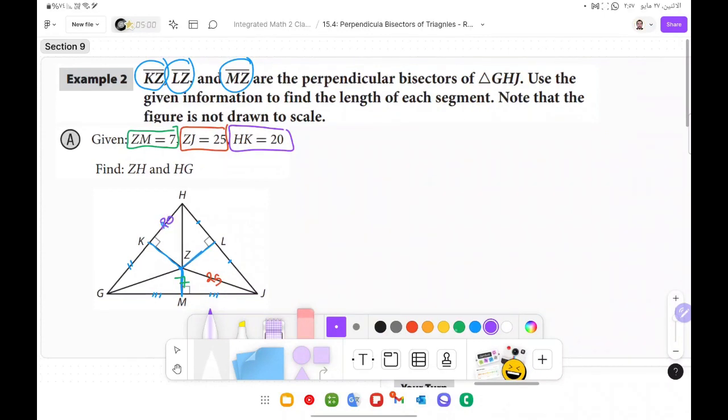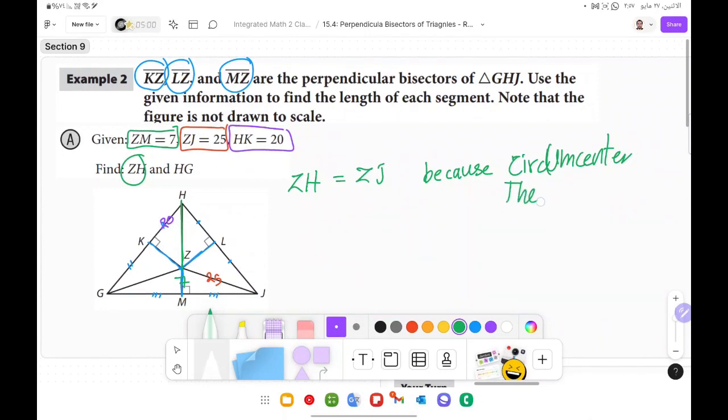Now let's find ZH. As you can see here, ZH is here, from here to this one. We know that ZH is equal to ZJ because of what? Because of the circumcenter theorem. Because of the circumcenter theorem, ZG is equal to ZJ, so ZH is equal to 25 because ZJ is equal to 25.